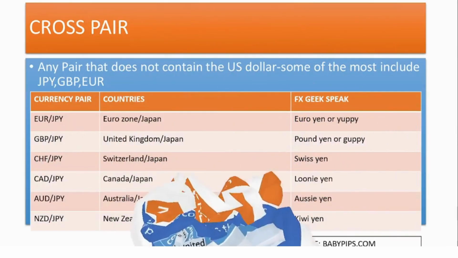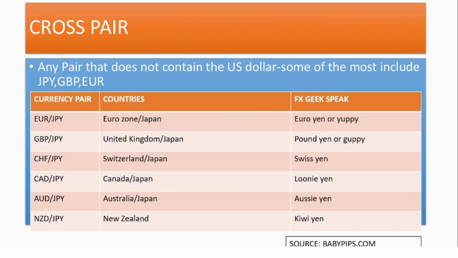Then we have what they call cross pairs. These are pairs that do not include the US dollar. For example, we have the Euro JPY, that is euro versus Japanese yen. Then we have the GBP JPY, that is British pound versus Japanese yen. We have the Euro versus British pound.